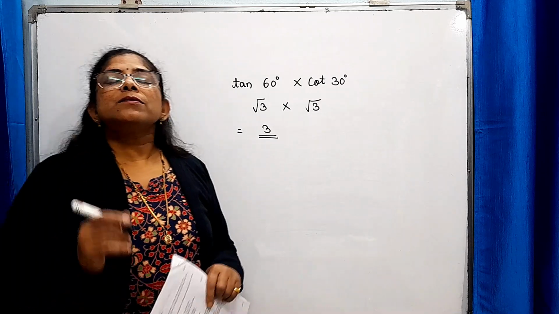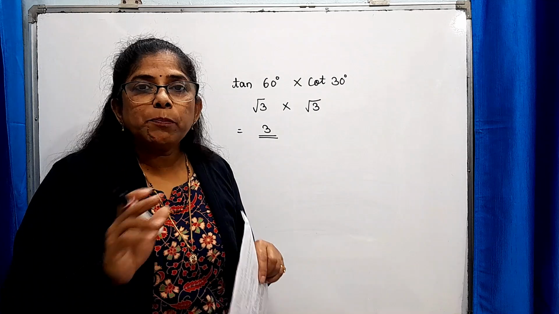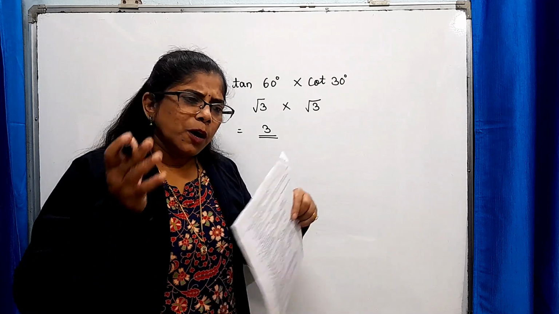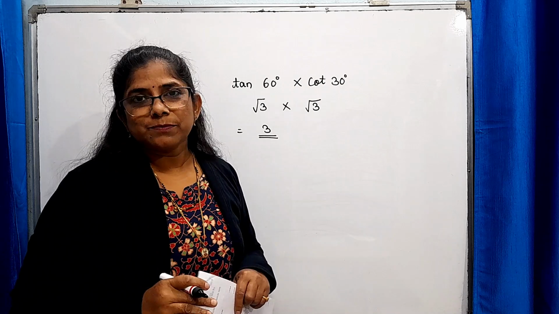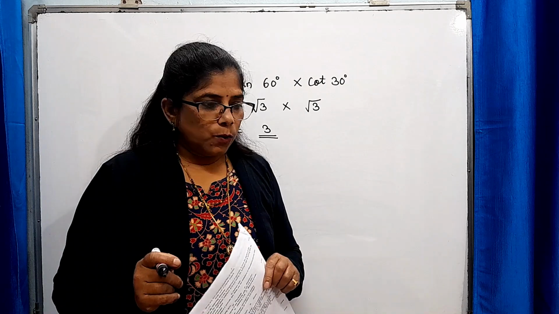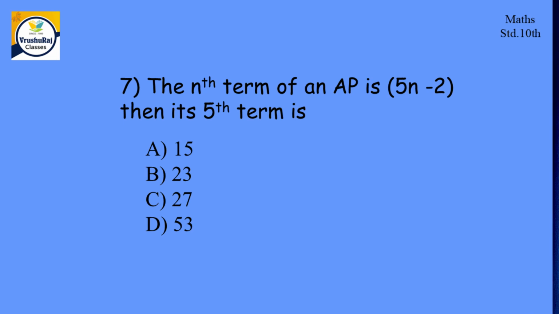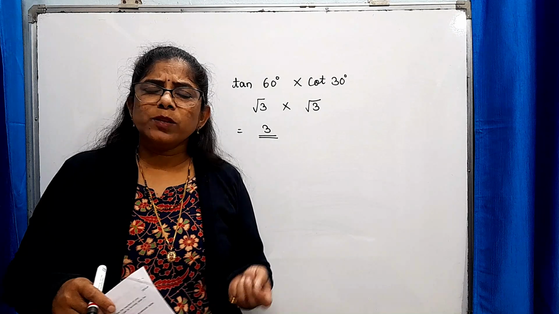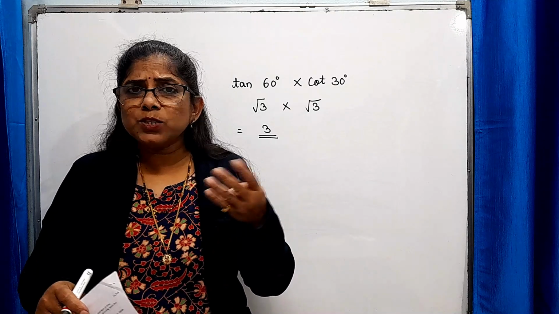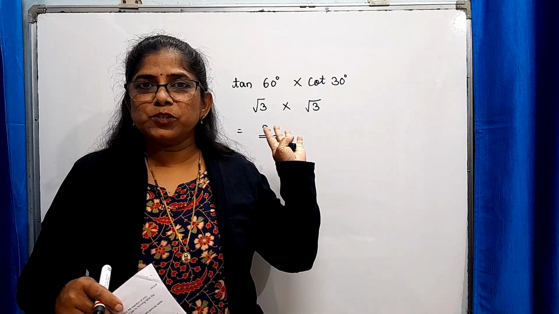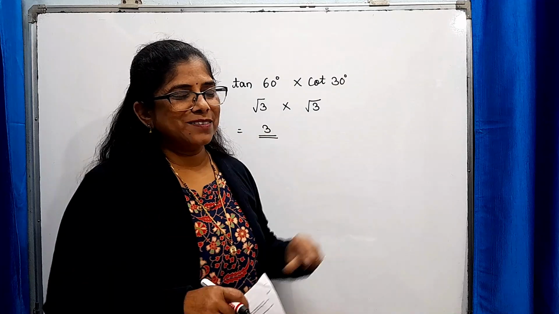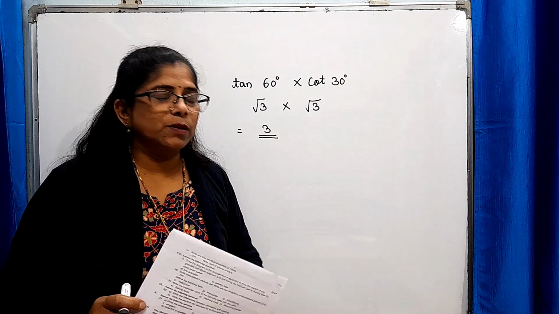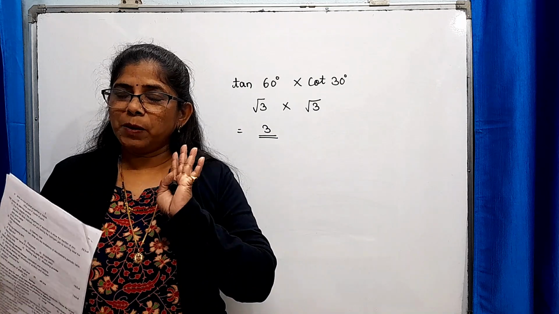Second thing, there is no need to do paperwork for each and every sum. Try to solve maximum sums mentally. For example, we had that AP sum. Nth term is given by 5n minus 2, find the 5th term. So no need to do paperwork for that. 5n, 5 into 5, 25 minus 2, 23. Take the option and get your marks. So like this, wherever it is possible, avoid the paperwork.